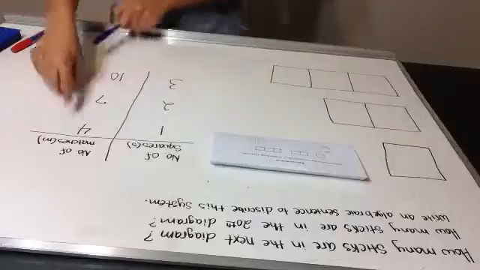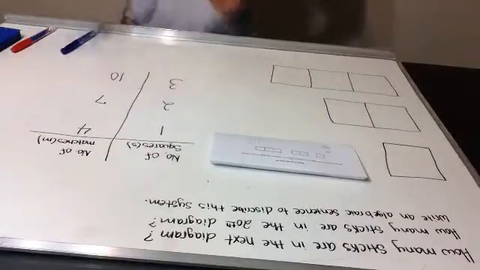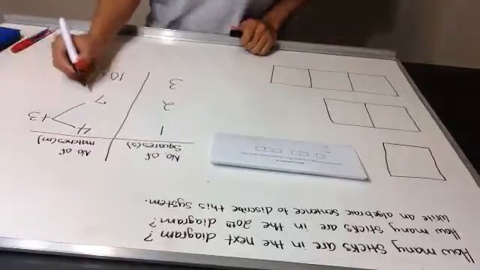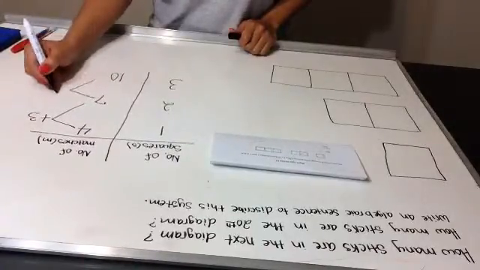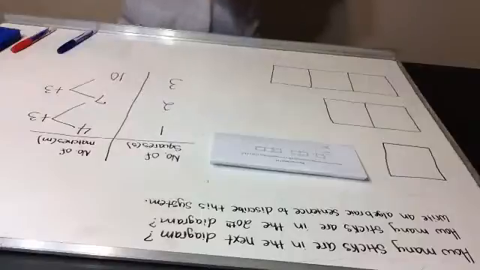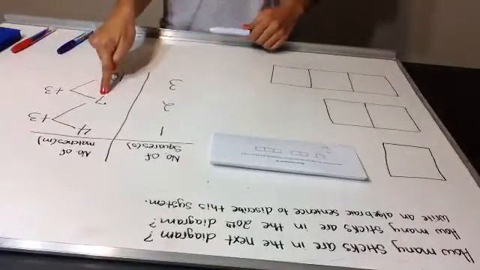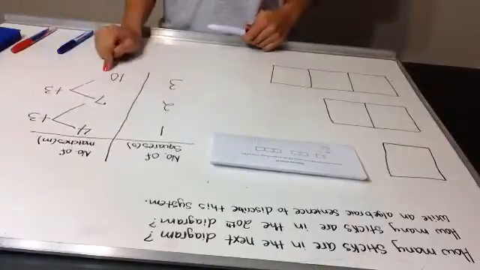So if you look at this 4, 7, and 10, you will notice that from 4 to 7, we are adding 3. And then from 7 to 10, we are adding another 3. So one way of finding this pattern is 4 plus 3 gives us 7. 7 plus 3 gives us 10.